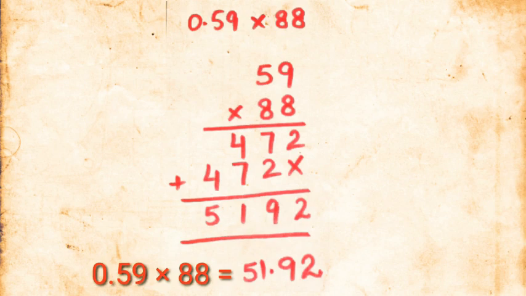But check the decimal places. How many decimal places are there? 1 and 2. We have to count from the back. The same as we insert in the answer also from the right side. 1, 2. 2 decimal places we have to leave. Then insert the decimal point. So the answer is 51.92.